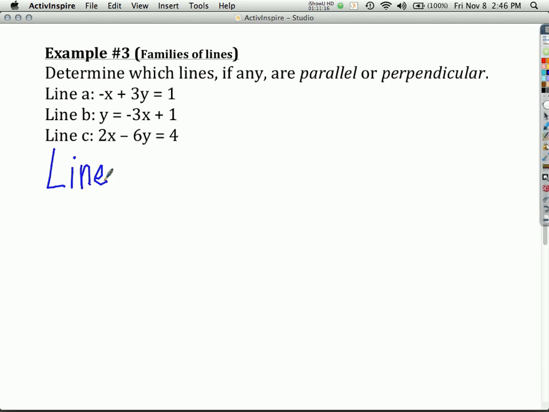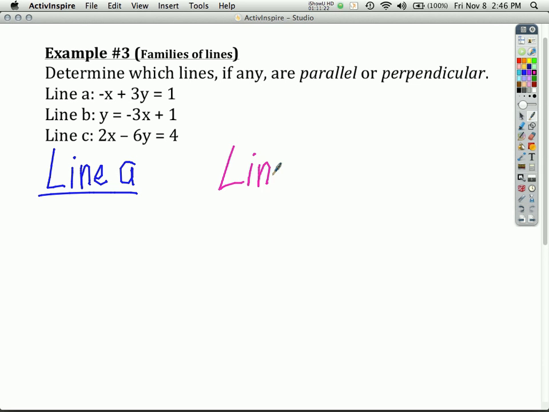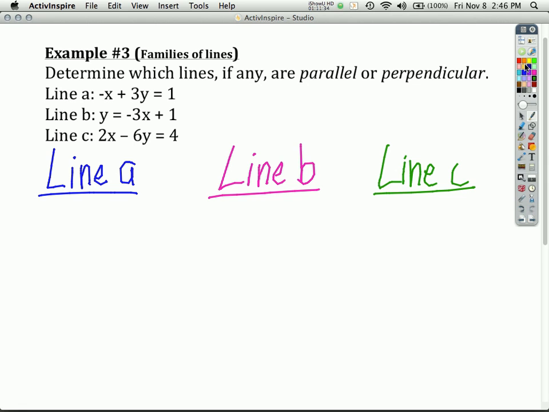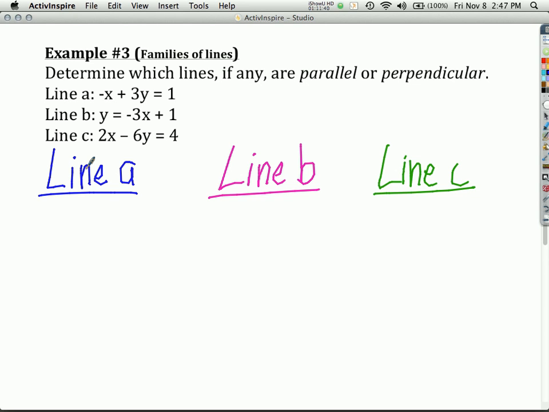So if we just organize ourselves, line A, and then line B, and line C, and figure out our slopes, then we can just compare them. So let's look at A. What will the slope be for line A? You should be getting pretty good at looking at standard form and pulling out the slope most of the time. Brian? So for line A it is 1/3. 1/3. It's the opposite of A over B. So we see that already.